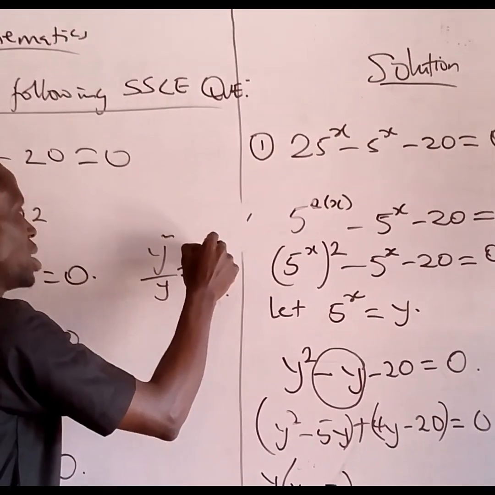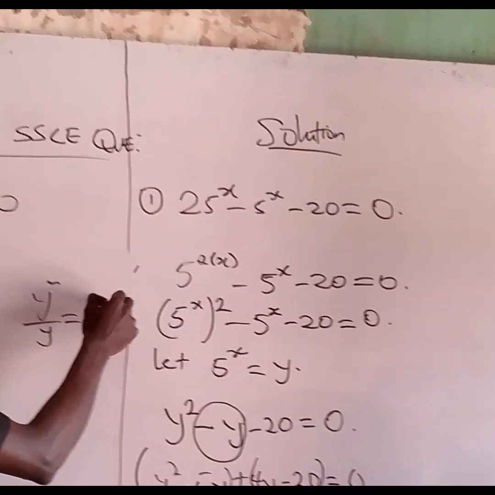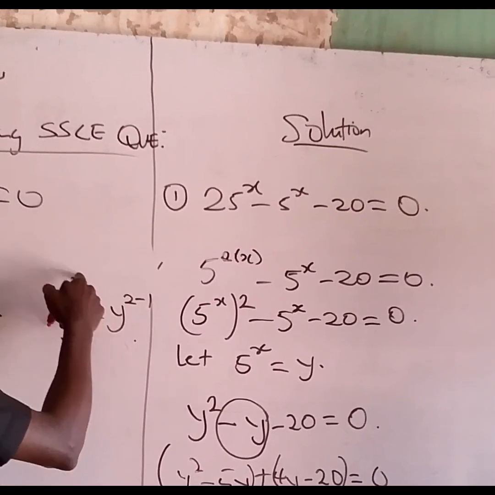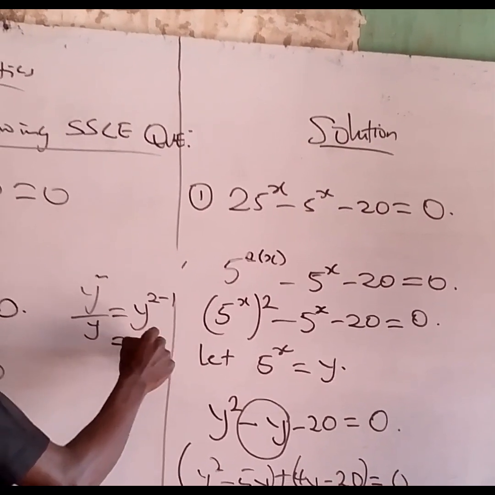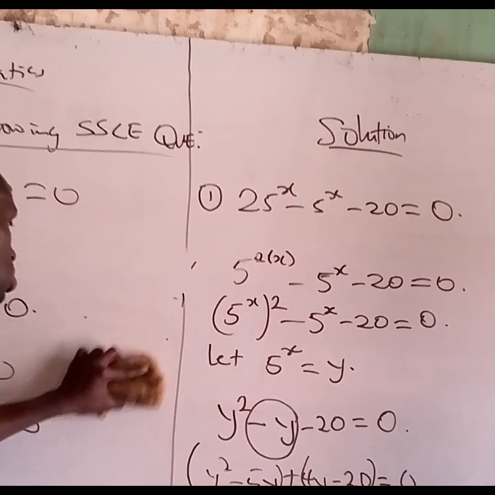We said y squared. We pick one of the two bases and subtract the power: 2 minus 1. That's y. So that's how we got this. The same thing is applicable to this.